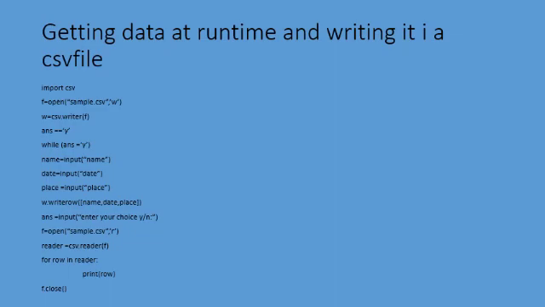Next, say reader equal to csv.reader of f. I am reading; csv.reader will read the data in f, and it is stored in reader. That I am going to print now. For row in reader, print row one by one, and f.close.